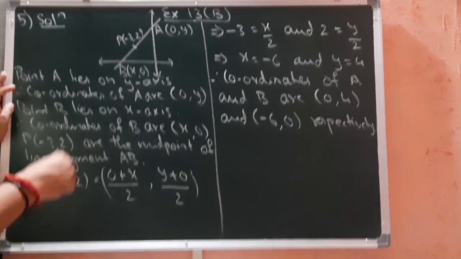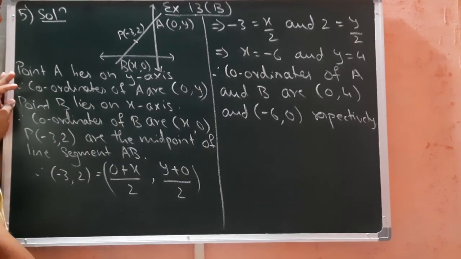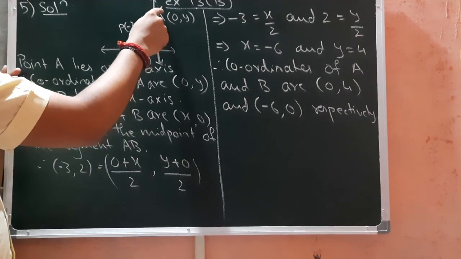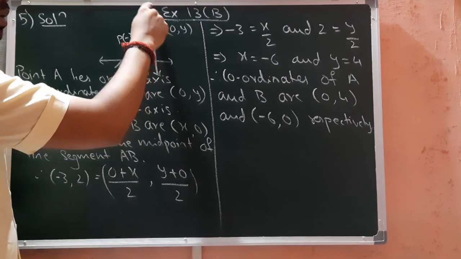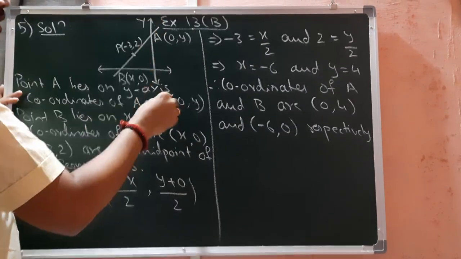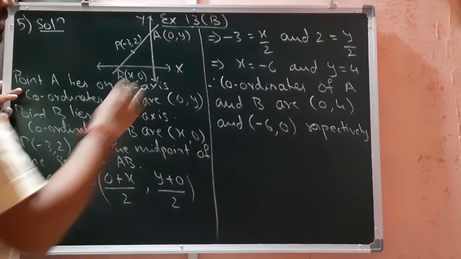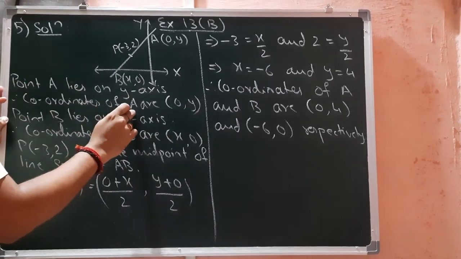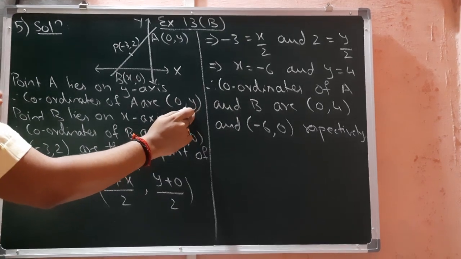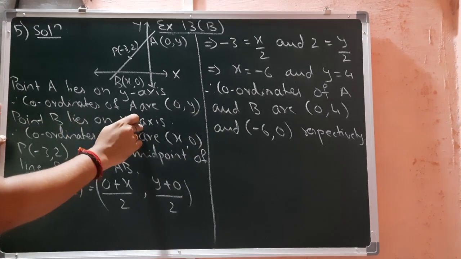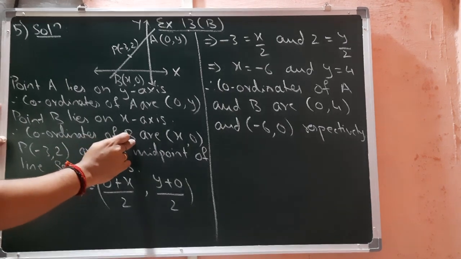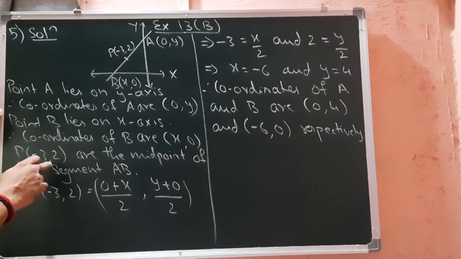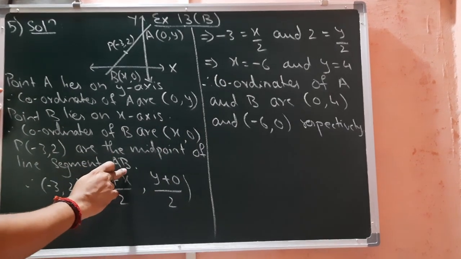Question number 5. It says P (minus 3, 2) is the midpoint. Point P is the midpoint of line segment AB. Now point A lies on the y-axis and point B lies on the x-axis. Therefore, since A lies on the y-axis, the coordinates of A are (0, y). Point B lies on the x-axis, therefore the coordinates of B are (x, 0).